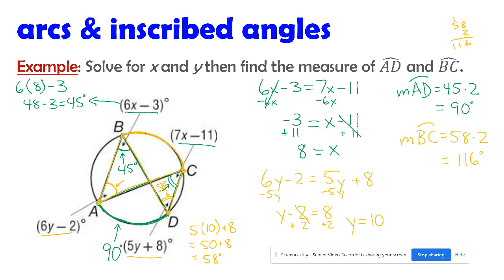You will have to do a little bit of algebra on this lesson. What you want to look for is things you know are equal to each other. If you can set things equal to each other, it's going to allow you to solve for your variable. And then after you solve for your variable, it's just a matter of plugging it back in and using the rules that you already know. So this is arcs and inscribed angles.